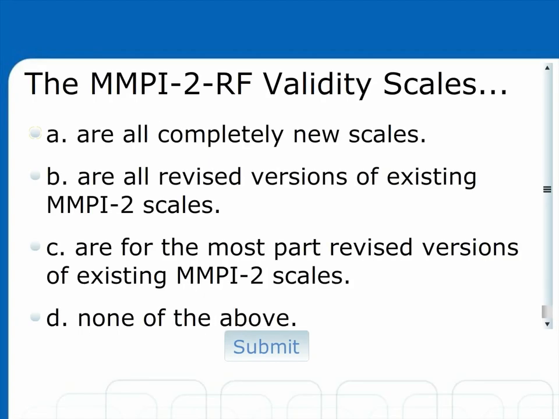So we have our first review question for this module, and this is one where you have to pay pretty careful attention to get this correct. The MMPI-2-RF validity scales: A, are all completely new scales, B, are all revised versions of existing MMPI-2 scales, C, are for the most part revised versions of existing MMPI-2 scales, or D, none of the above.